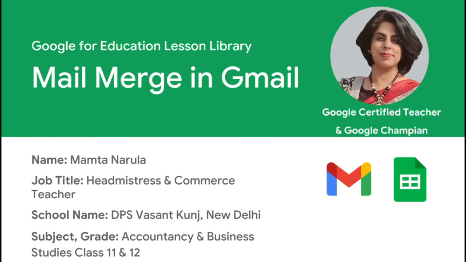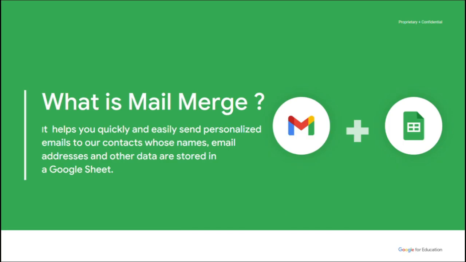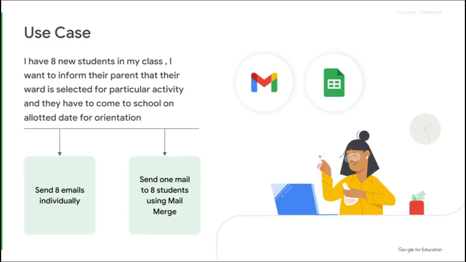Today I'm excited to show you how Mail Merge in Gmail can personalize our email communications. So what exactly is Mail Merge? Mail Merge is a powerful tool that helps you quickly and easily send personalized emails to your contacts. And these contacts' names, email addresses, and other data are stored in a Google Sheet. Let us look at a practical use case for Mail Merge.